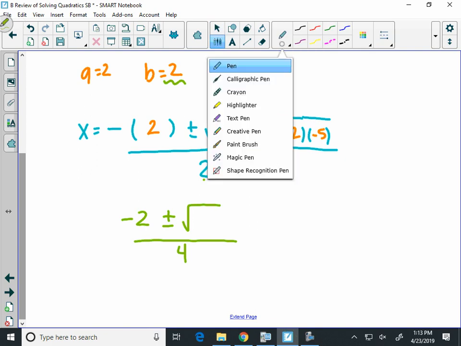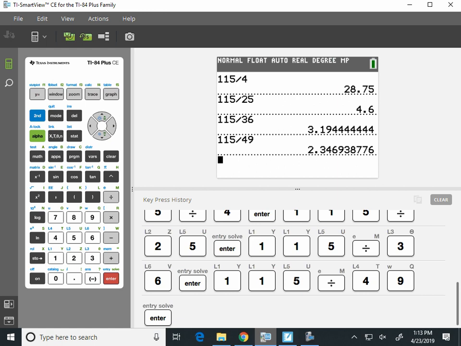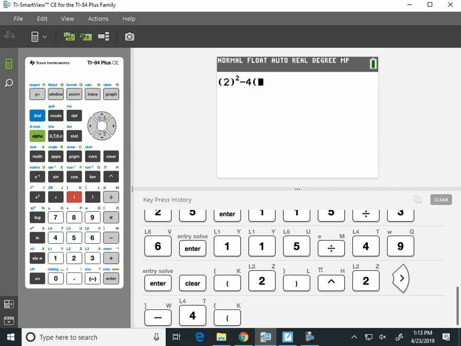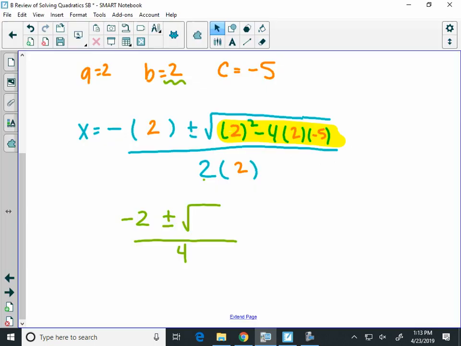Again, I'm going to plug this in exactly how it's written into my calculator. Okay, I'm going to plug it in as 2 squared minus 4 times 2 times negative 5. Okay. 2 squared minus 4 times 2 times negative 5. And I get 44. So 44 is going to go inside my radical.